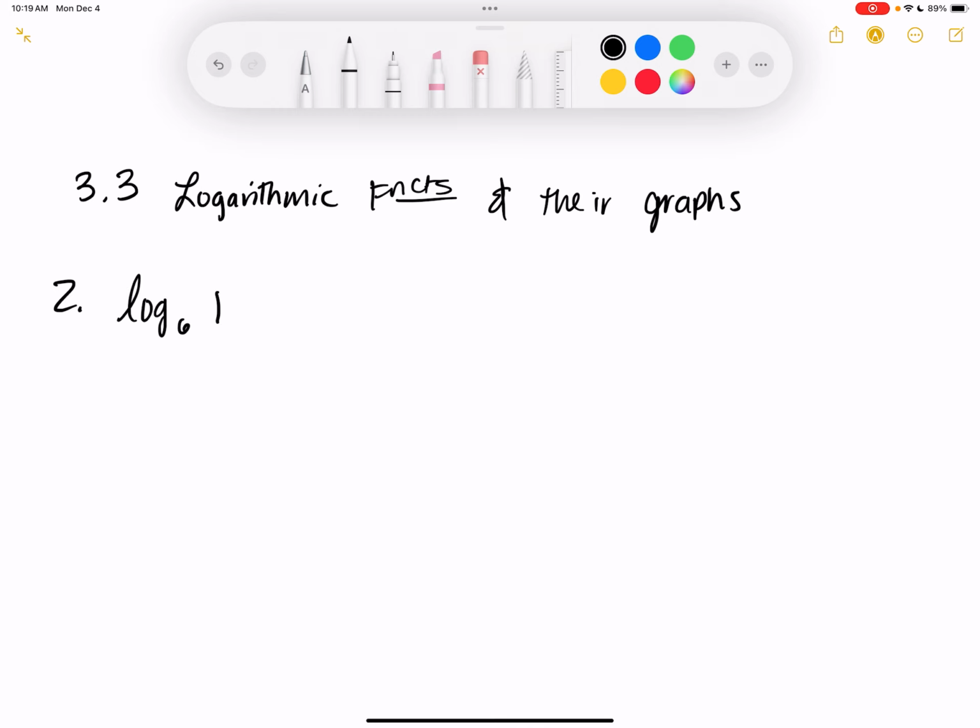So log base 6 of 1. This is how they give it to you. A couple of things. We could either recognize this as a property, because log base whatever of 1 is equal to 0. So we could recognize right away that this is equal to 0. The other thing we could do, let's say you forgot the properties and you're trying to figure out what it's equal to.